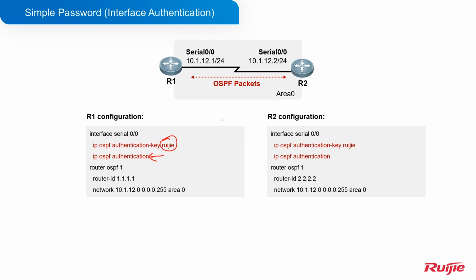And for the other device, it's the same. Enter serial 0, then enable the OSPF authentication function, and next we set the password. Here, be careful, we have to set the same password on both interfaces. If you set the wrong password, or the password is different from the other router, the neighbor relationship will not be built successfully. Okay, so this is the simple password for the interface authentication.